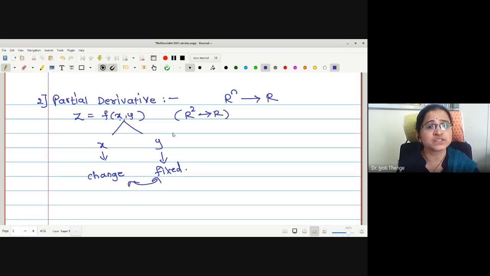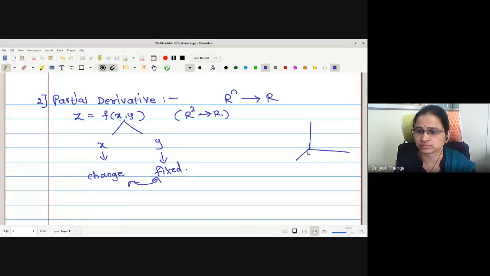Whenever I say the variable is fixed, it means what? We will keep the value of one of the variables constant, and we will allow the function to change in one variable only. Suppose we have an elastic material, a square sheet, say, and it was put in a three-dimensional space like this. This is the square sheet of elastic material.